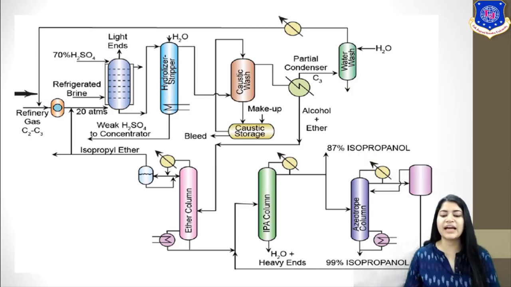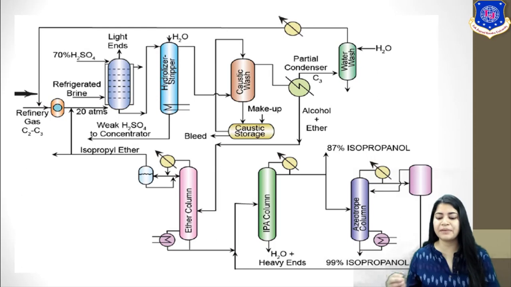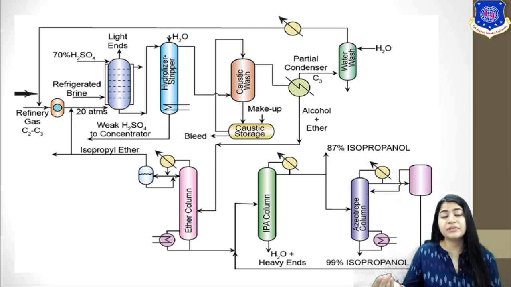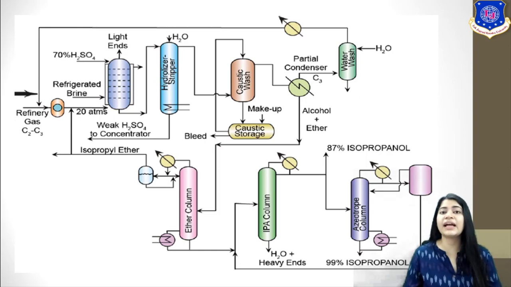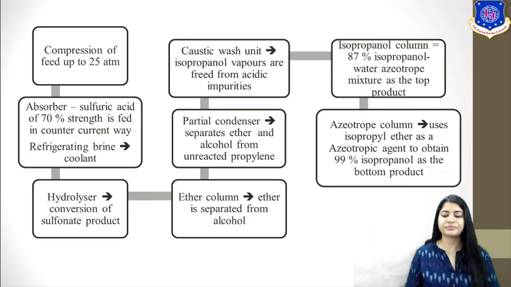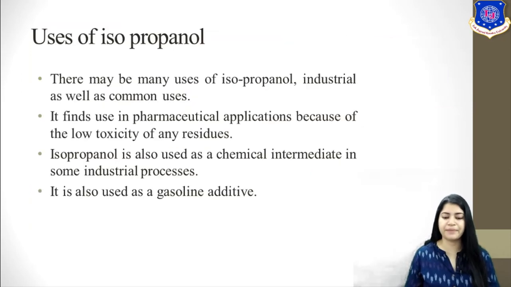So here you can see that in the azeotropic column, in the bottom you are getting your 99% isopropanol, whereas the unconverted azeotrope, from the top you are getting 87% isopropanol and water azeotropic mixture, which is again recycled back to the column. So this way about 99% pure isopropanol is obtained using this method. So this was about your flow diagram.